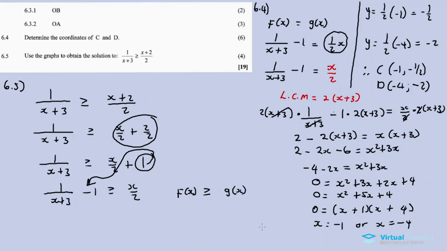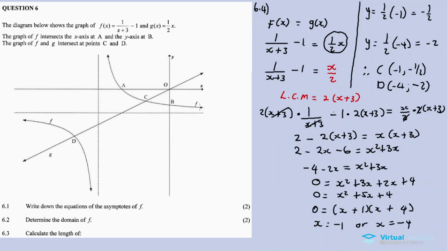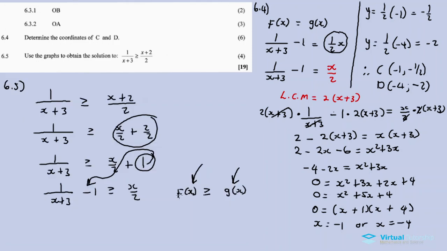In other words, they want to know which x values will make f of x greater than g of x. In other words, let me put it graphically: where do I have two functions, where is f above g? Okay, so look now, what we want to know is where f of x is bigger than, or where f of x is above g of x.